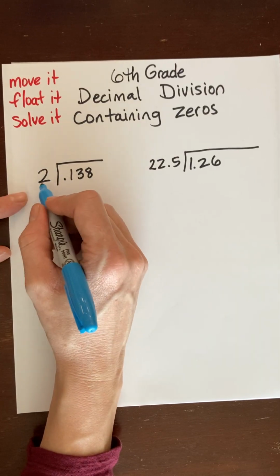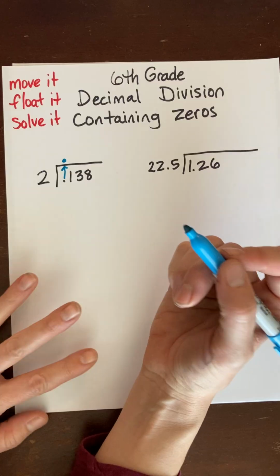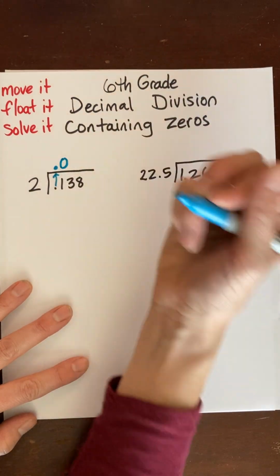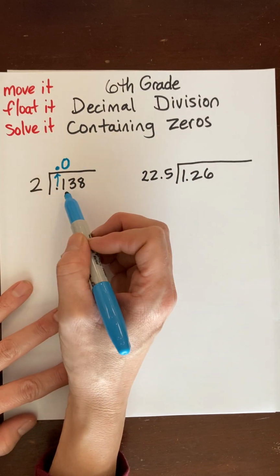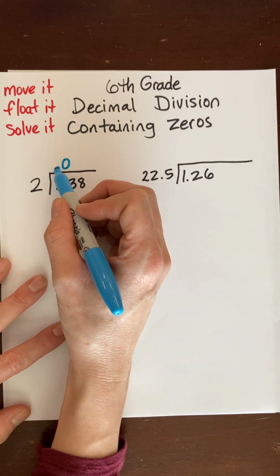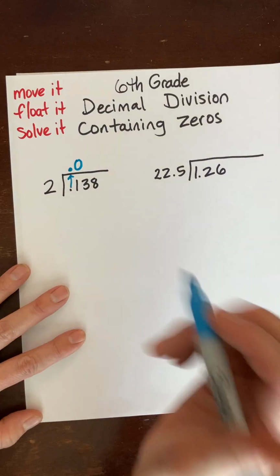Our first problem here has a whole number, 2. There is no decimal to move, so we're going to go straight to float it. Float it up to the top. Now we're going to solve it. 2 goes into 1 0 times. Here's where our 0 is very important. Normally, without the decimal, 2 into 1, we wouldn't put a 0. We might put an X or something there. But once we've got a decimal in place, we need to have a 0 placeholder.